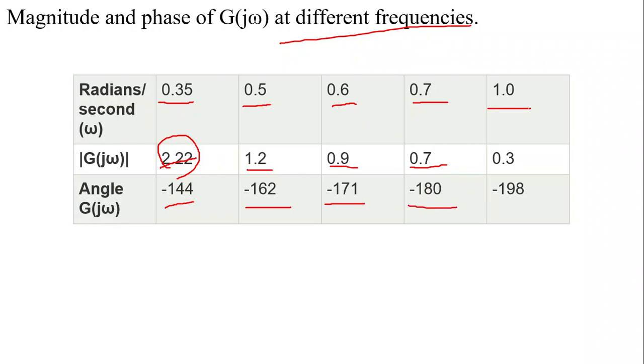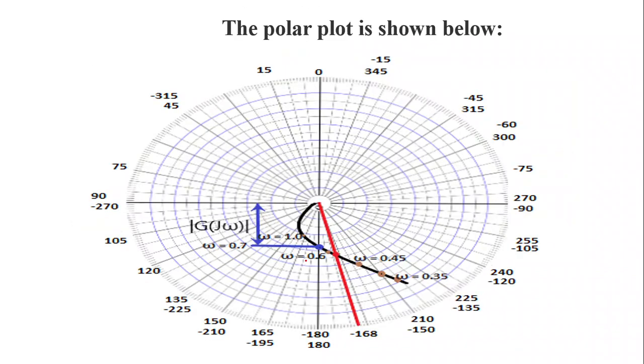The last omega value is 1; substituting in the formula, the magnitude is 0.3, and the phase angle is minus 180 degree. So these are all the magnitude and phase values at different frequencies. After that, we choose a proper scale for the magnitude circles, fix all the points on the polar graph sheet, and join the points by a smooth curve.